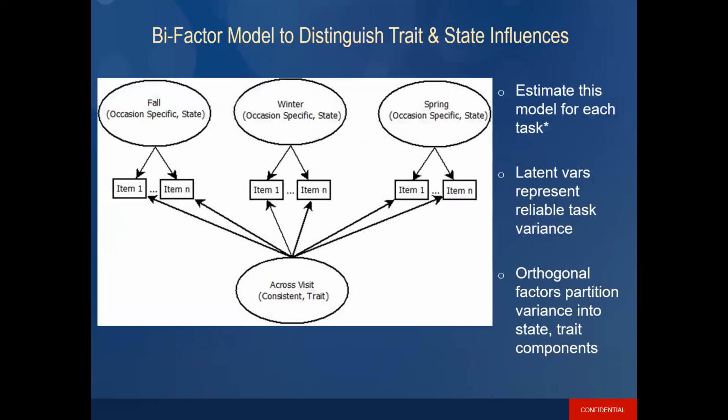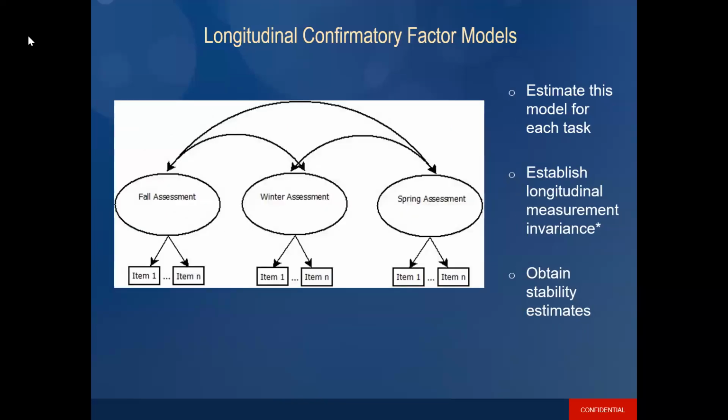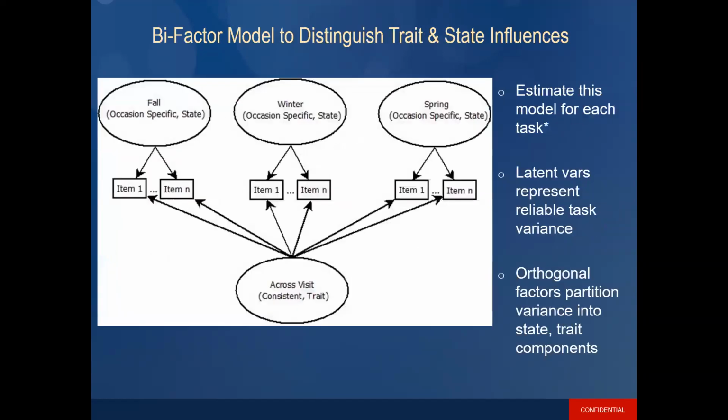Then what we're going to do, and this is where things get interesting, is we're going to fit what's called a bifactor model to the same data. So previously, there's one latent variable that represents your performance on these items at a particular testing occasion, right? So in this latent variable, the circle represents your performance on these items at the fall occasion. And same with winter and same with spring.